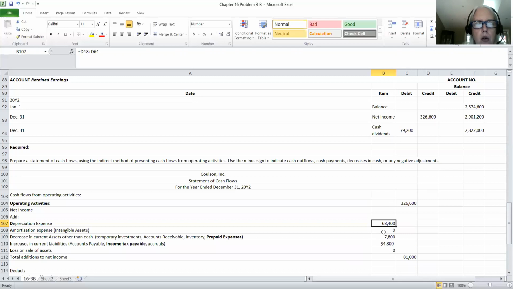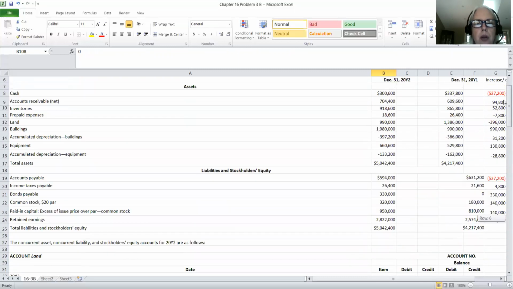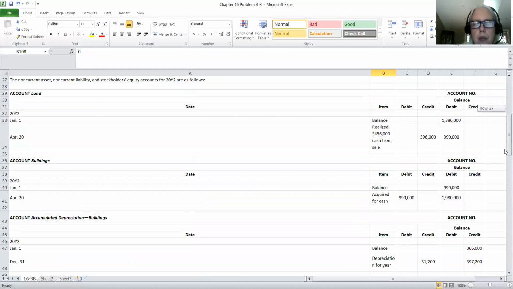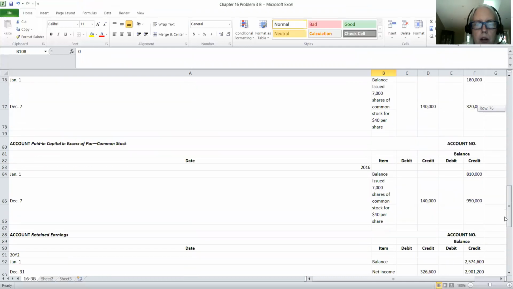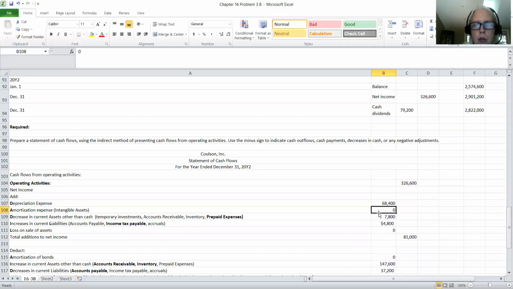In this particular problem, there were no intangible assets. If we would have had intangible assets, they would have shown up in the asset section here. There are no intangible assets, so therefore there is no amortization on intangibles. So that would be 0.